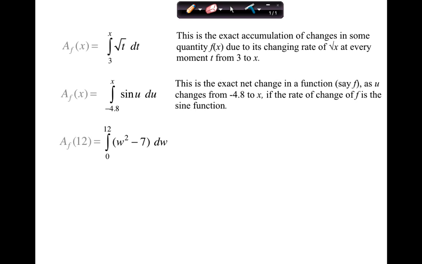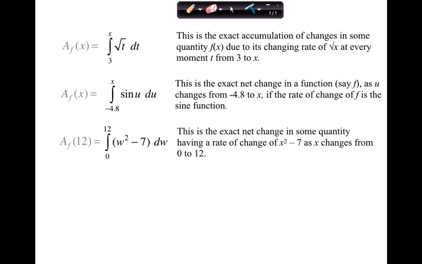Okay, and then we said that was A sub f of 12. Here's another way to say it. I said this is the exact net change in some quantity having a rate of change of x squared minus 7 as x changes from 0 to 12.